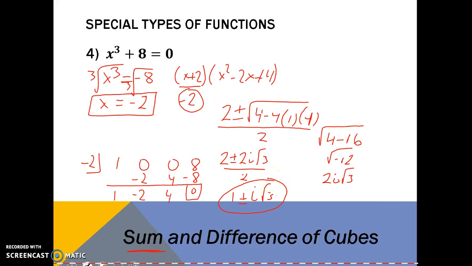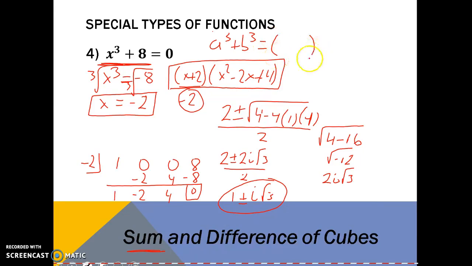There's an easier way to do this, and there's an easier way to get to this point right here. There's a formula for the sum of two cubes, and it looks something like this. If I have a cubed plus b cubed, that is the same thing as, when I factor it, I'm going to get a small factor, which is this one, and a big factor, which is this one.